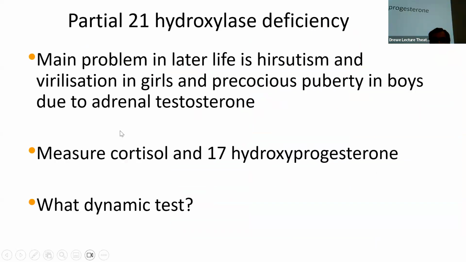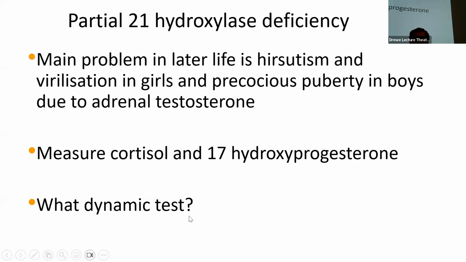Yeah, so this is the problem. So what we do in someone who presents with mild hirsutism, before you assume it's PCO, which is very common, you need to make sure they haven't got partial congenital adrenal hyperplasia. The treatment of this is very different. You just give them the missing glucocorticoids. And so you measure cortisol and 17-hydroxyprogesterone and do a dynamic test.